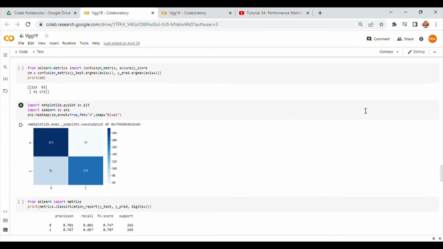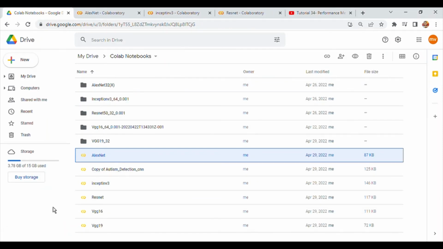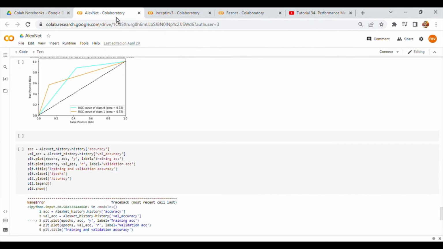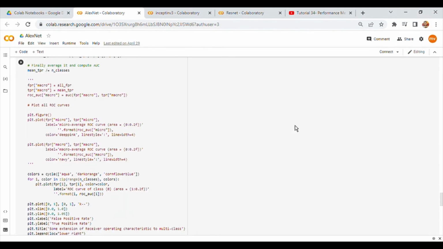From this confusion matrix, we can see that VGG19 is also a good architecture. It also gives good results, classifying the autistic and non-autistic ones. One can clearly say that VGG16 is a better architecture than VGG19 for classifying this data set. Similarly, like VGG16 and VGG19, we have implemented different architectures like AlexNet, Inception V3 and ResNet, and we have found the ROC curves and confusion matrices.